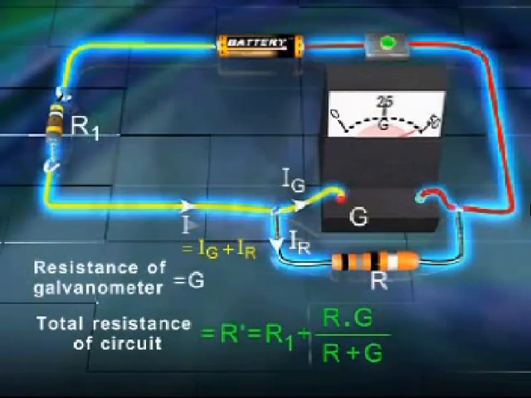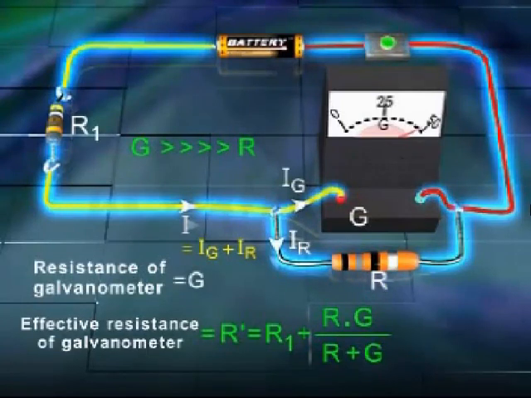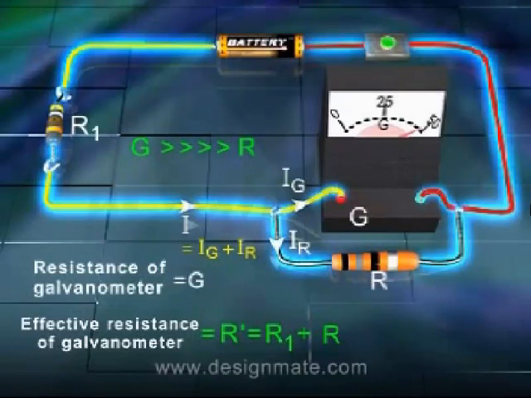If the resistance G of the galvanometer is made very large in comparison with R, the effective resistance R' can be written, neglecting R in R + G, as R' = R1 + RG/G, that is equal to R1 + R.